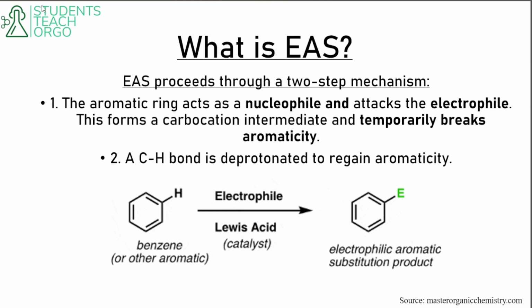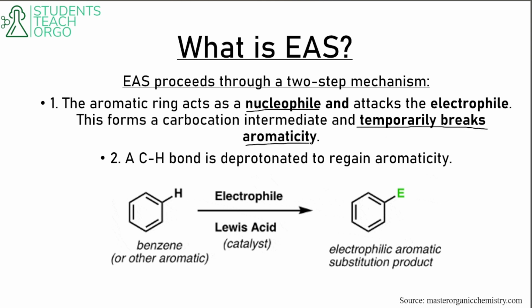This is a general template for this kind of reaction. So first, the aromatic ring acts as a nucleophile. If you remember, nucleophiles like attacking electrophiles. They are the source of electrons. This forms a carbocation intermediate and it temporarily breaks aromaticity.